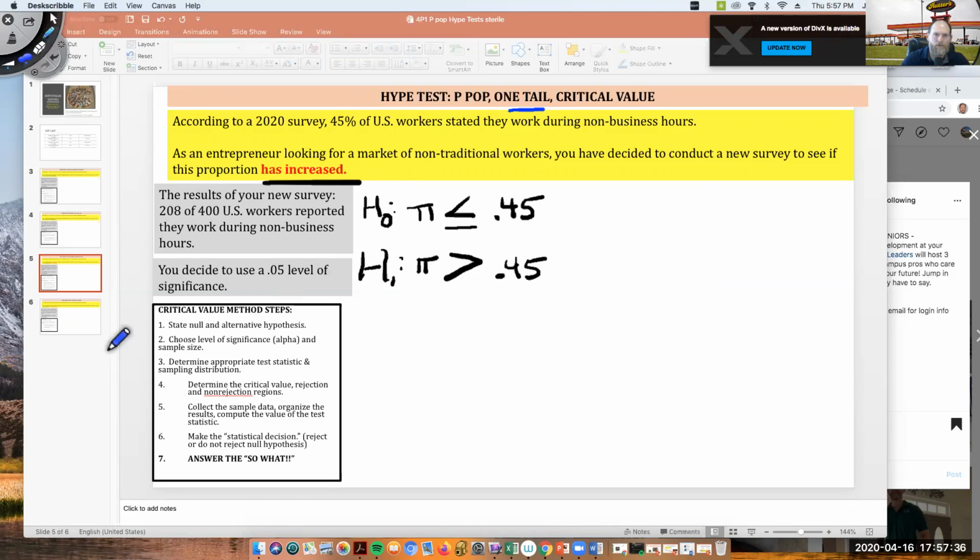All right, moving along to step number 2. That sounds familiar. Choose the level of significance, alpha, and sample size. Well, by now, we know level of significance 0.05, sample size 400. All right, cool. On to step number 3. Determine the appropriate test statistic and sampling distribution.